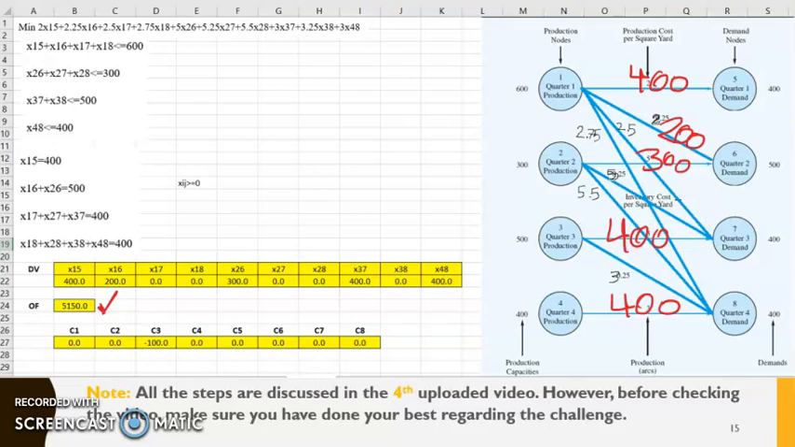As you have noticed, the only difference with the last week answers that we got is here, because last week X15 was 600. That meant the amount you manufactured in quarter 1. But here again, the amount you manufactured in quarter 1 is 600, but it is specified that 400 is for quarter 1 and 200 for quarter 2.